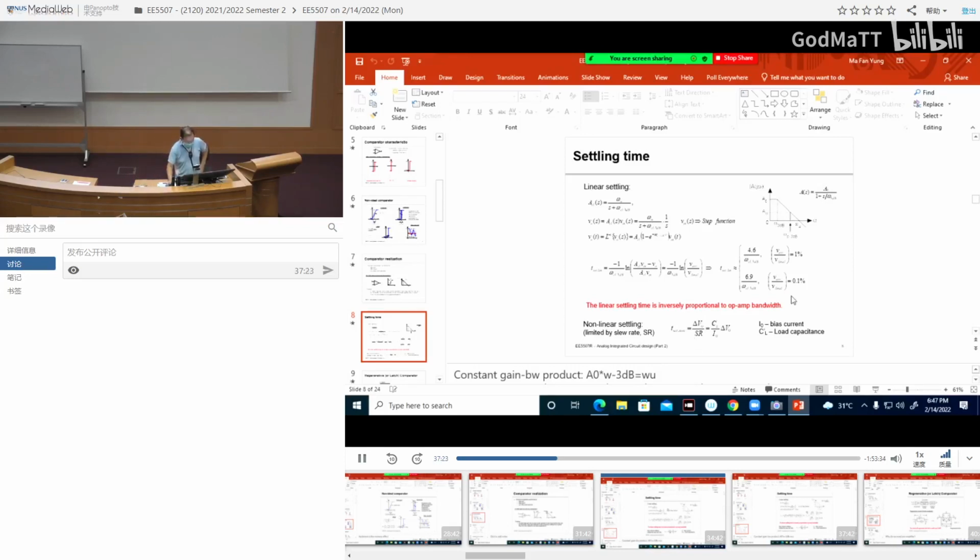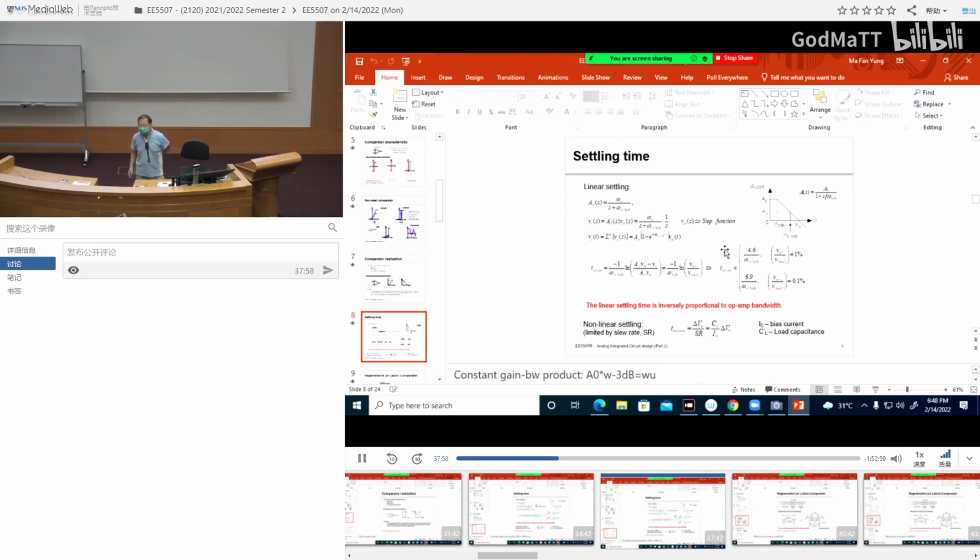So if you want better and better settling, let's say 0.1% instead of 1%, you need more time constants. This first part of exponential settling, we actually call linear settling. But in reality, we now talk about the finite slew rate. That means there's a finite output current, and this will limit the slope of your output change.